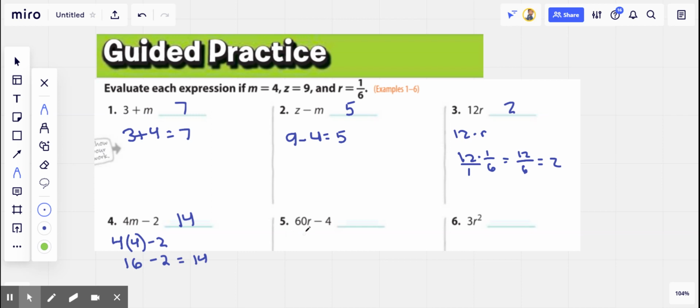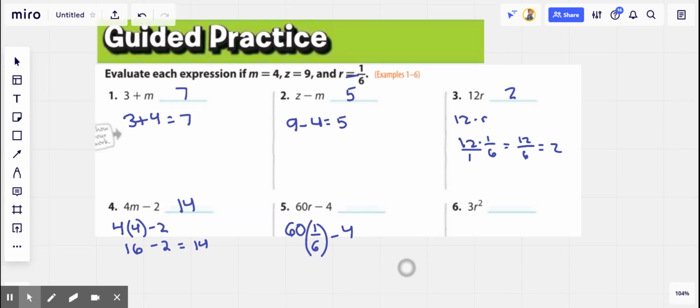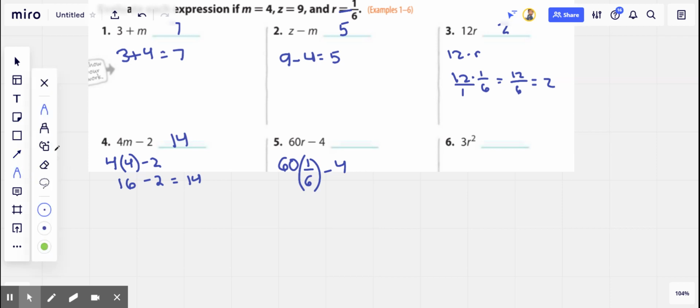Number 5. 60 times r. So what we're going to do is write 60, and instead of r, we're going to replace it with 1/6. Let's go ahead and put parentheses around it. Minus 4. We have to figure out what 60 times 1/6 is. Well, 60 is a whole number, we can turn it into a fraction, 60 over 1. So 60 times 1 is 60, and then 1 times 6 is 6. So what is 60 divided by 6? 60 divided by 6 equals 10. So now we have 10 minus 4. 10 minus 4 equals 6.